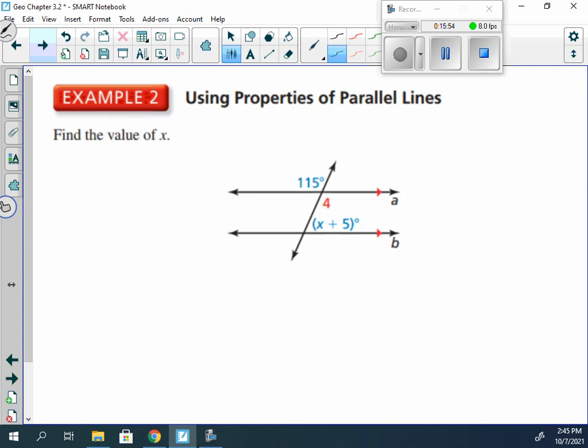Oh, we don't have to tell what the other ones are? That's the only ones it asked for. Okay. The others were asking for all of them. Oh, okay. Oh, no. Find the value of x.